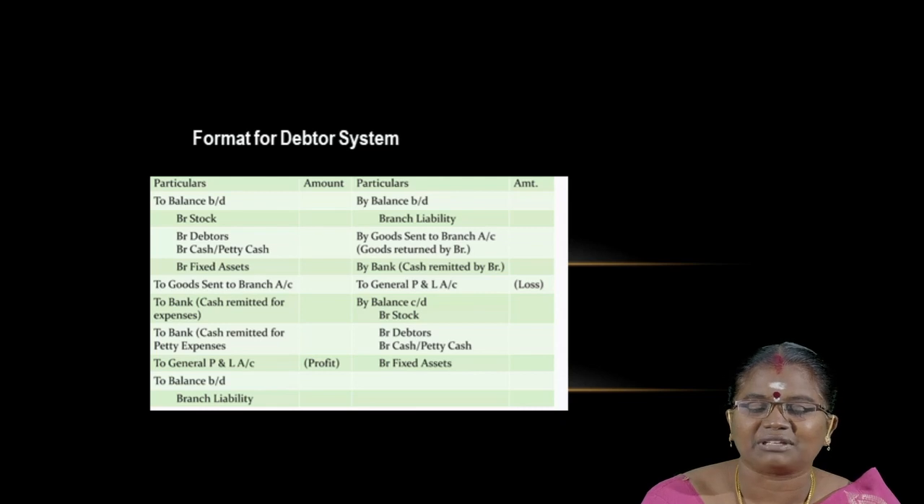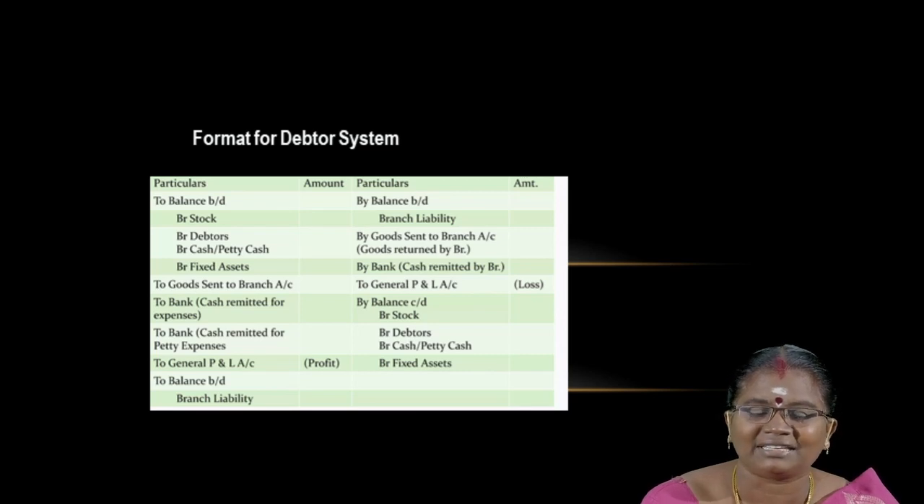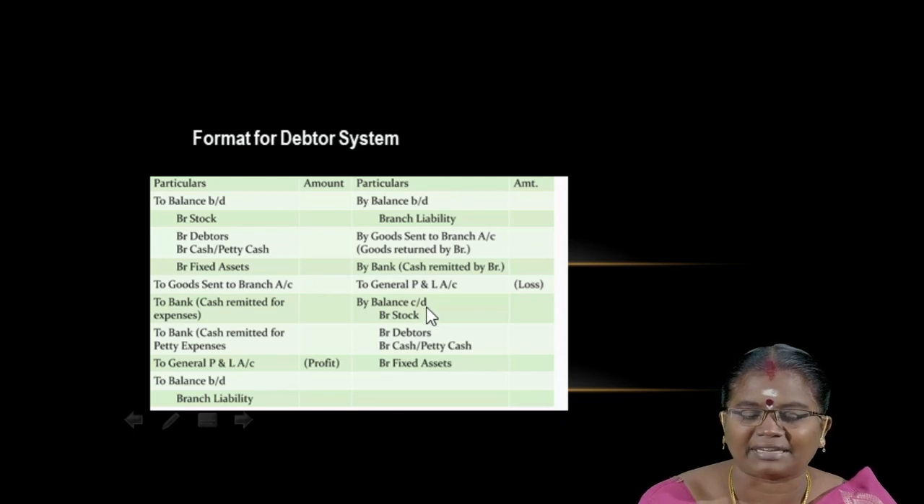In the debtors system, the format is first, on the debit side we will be writing all the opening balances. In this system we will be maintaining the branch accounts, where the head office will be maintaining all the branch related activities in their books of accounts, right? So here on the debit side we will be writing all the opening balances like stock, debtors, cash, prepaid expenses and the fixed assets. Similarly, on the credit side, we will be writing stock, debtors, petty cash and fixed assets.